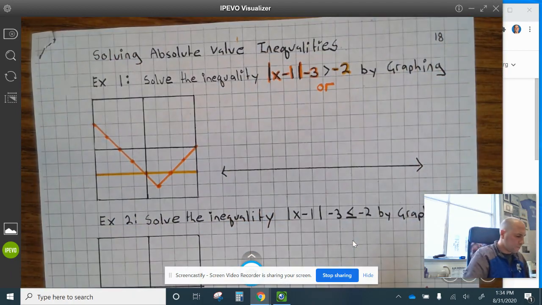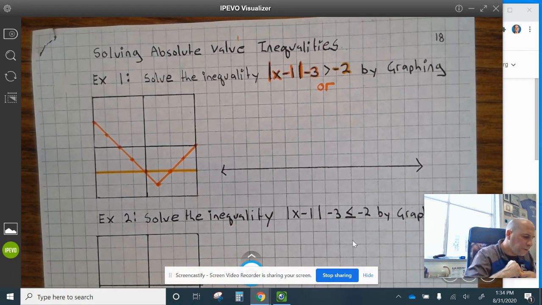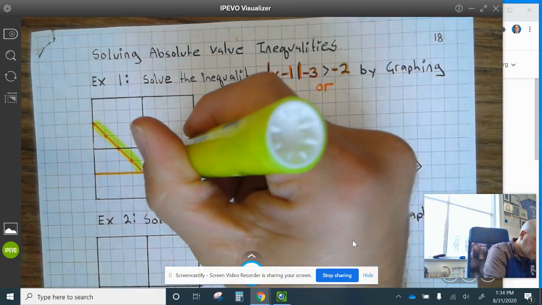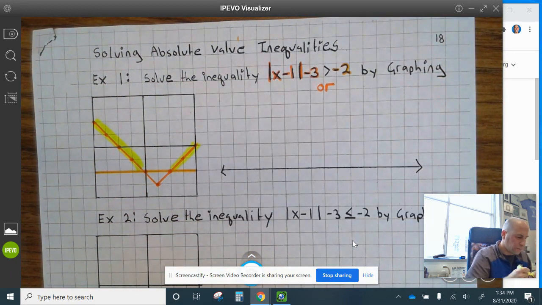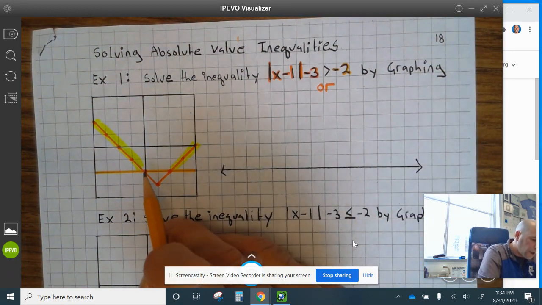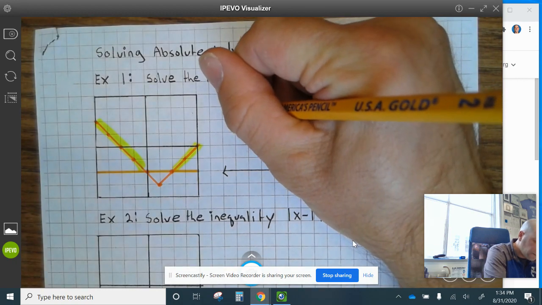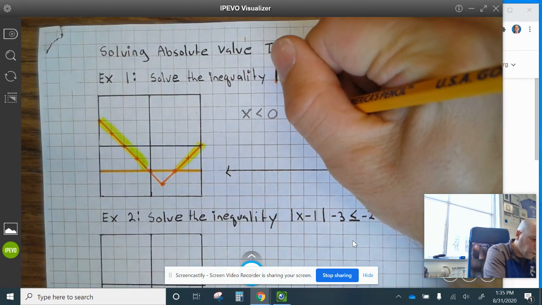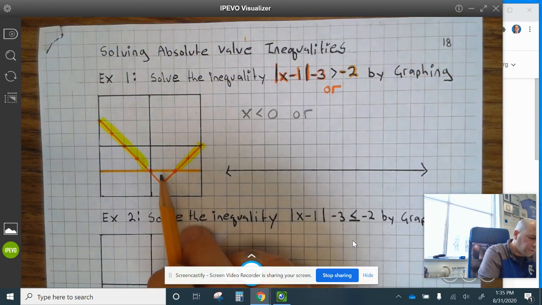Now, it's greater than, so we're looking for all the pieces that are above negative 2. So it's above here, and it's above here. So that means x is less than 0, or x is greater than 2.